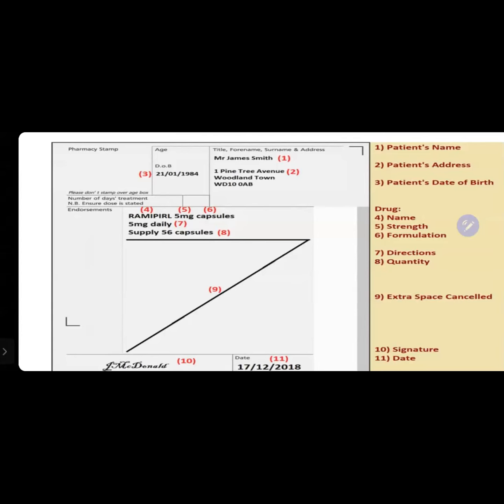After that, pharmacy stamp, you will be leaving it blank. Next column is number of days treatment. Here you are going to write the number of days if it is applicable. For example, in case of antibiotics, we are going to give for 3 days, for 5 days, for 7 days. So this is the place where you can mention it in this box.